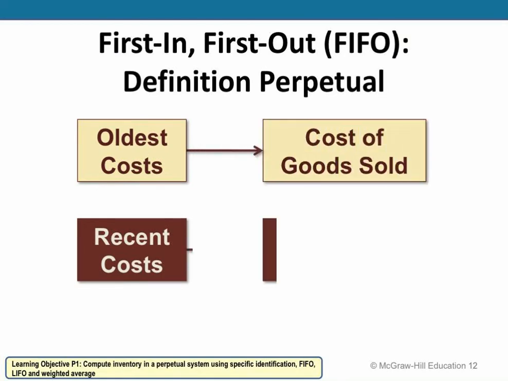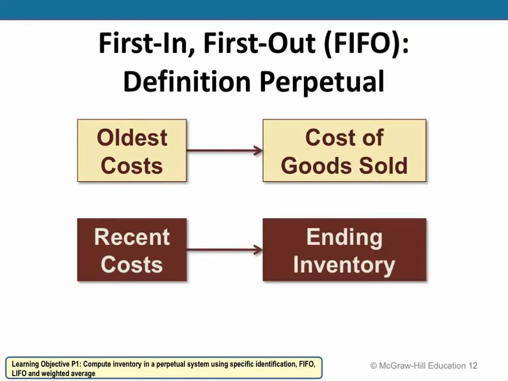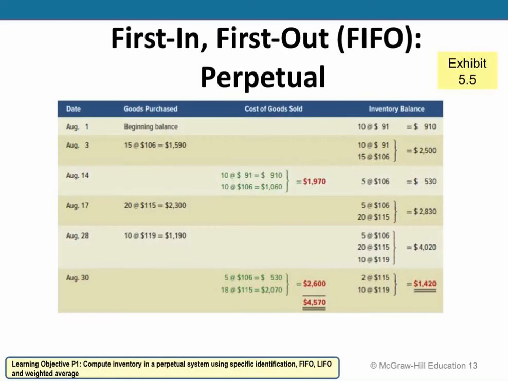Now for ordering, first in, first out is going to look at the oldest cost. So the oldest purchases are going to get assigned to the cost of goods sold, and the most recent ones are going to get included in the ending inventory. So looking at that example again, for the August 14th purchase, we're going to look back. Of those 24 items, we're going to use 20 of them in the sale. We're still going to have 5 items at $106 in our ending inventory.